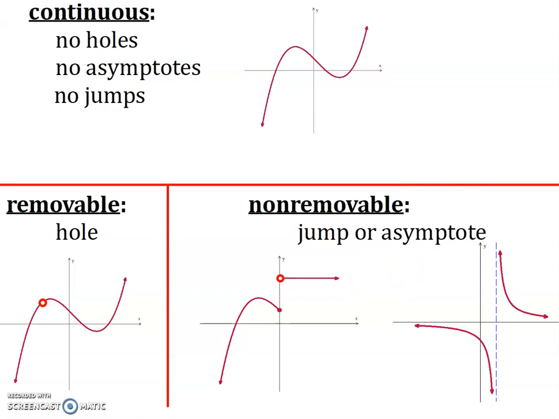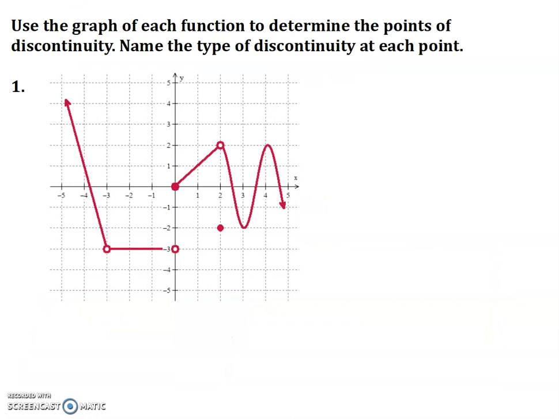So let's just look at a few graphs. Use the graph of each function to determine the points of discontinuity. Name the type of discontinuity at each. We're going to have removable discontinuity anywhere we have a hole. So if I look at the graph, I've got a hole here at -3.